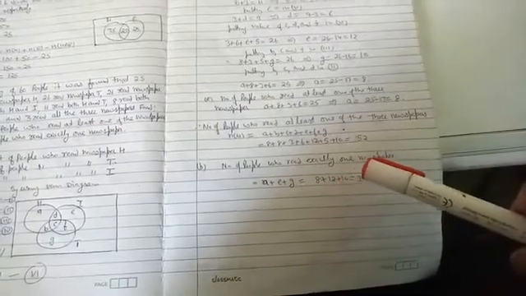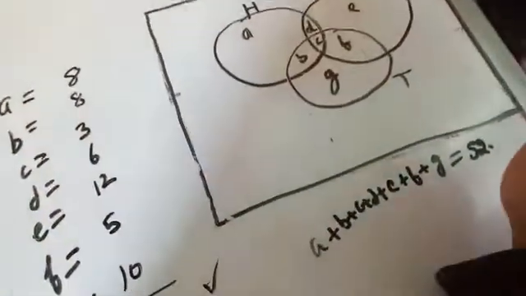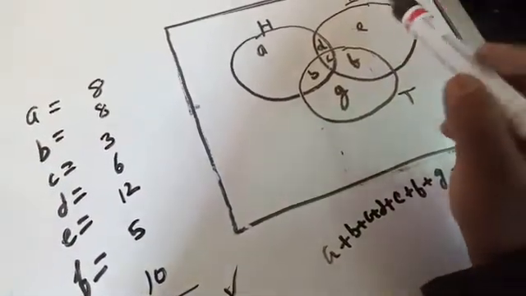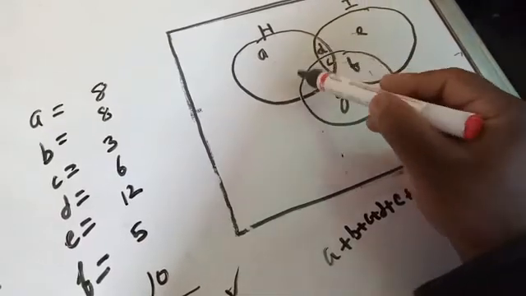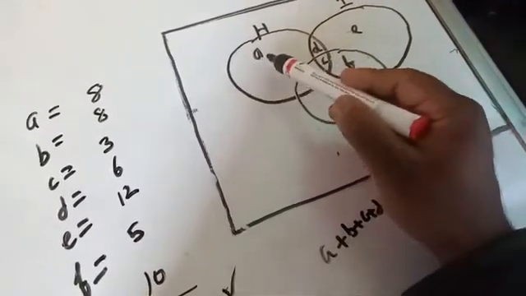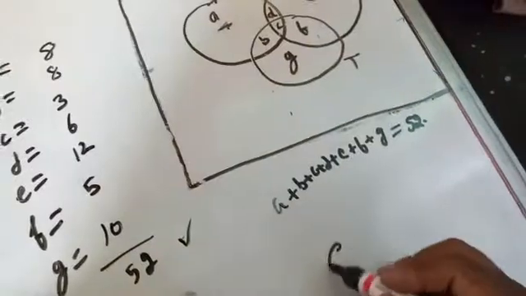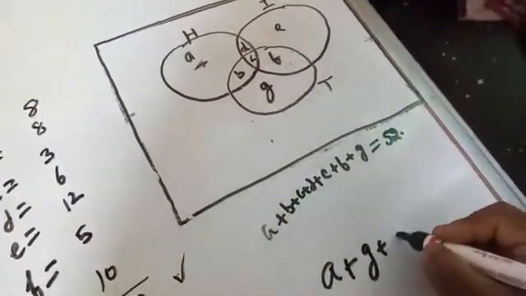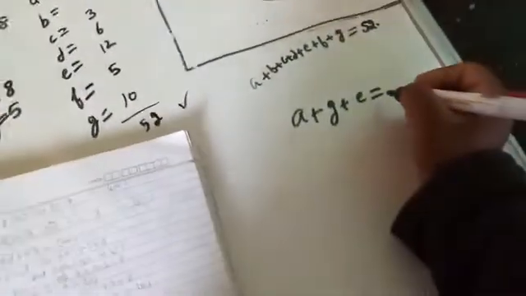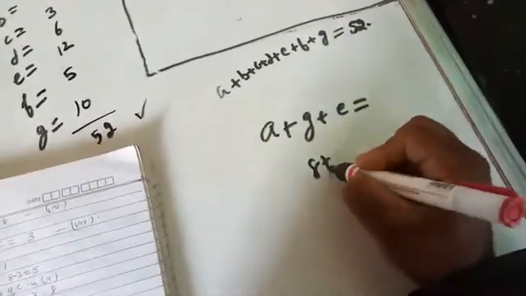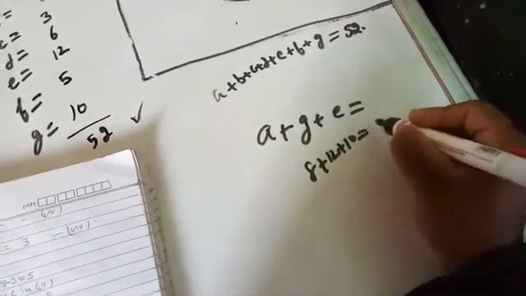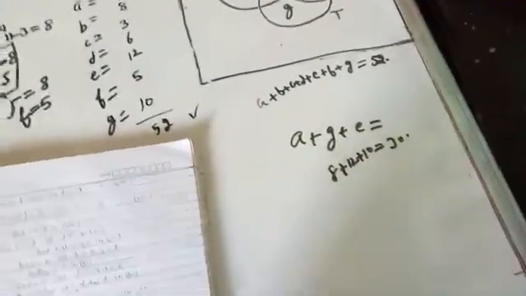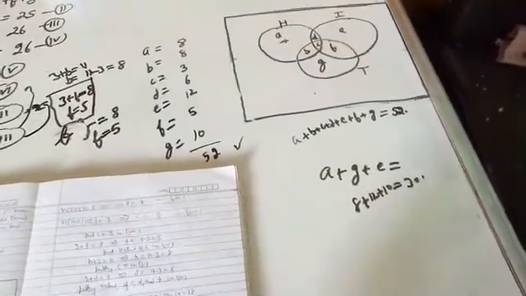The second is the number of people who read exactly one newspaper, only one newspaper. Exactly one newspaper means only the value of A, the value of G plus the value of E. So A plus G plus E is 8 plus 12 plus 10, that is 30. In this way we can solve these questions with the help of a diagram.